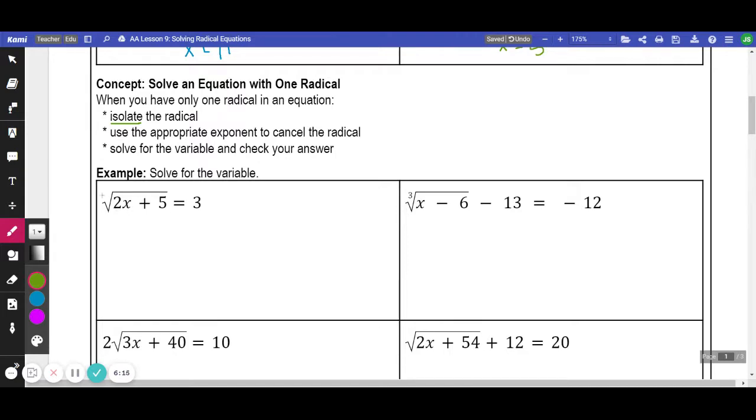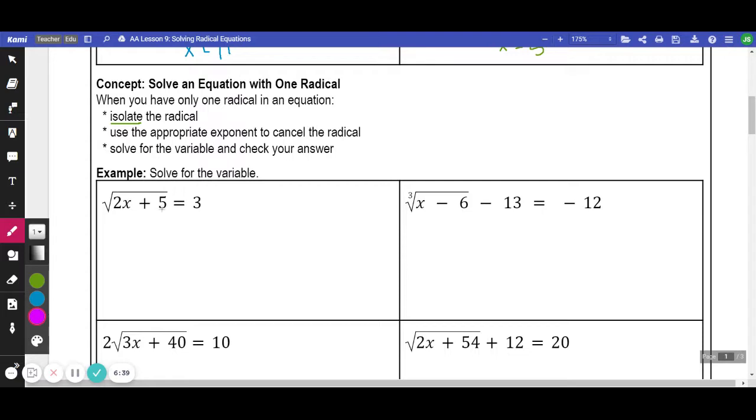This first example doesn't have any numbers that are outside the radicals, so that's already isolated. But if you look at this one, this minus 13 that's not under the root, we would want to move that first. On this bottom left one over here, this 2 that's not inside the root, we would want to move that first. Anything not in the root, you want to get rid of as your very first step.